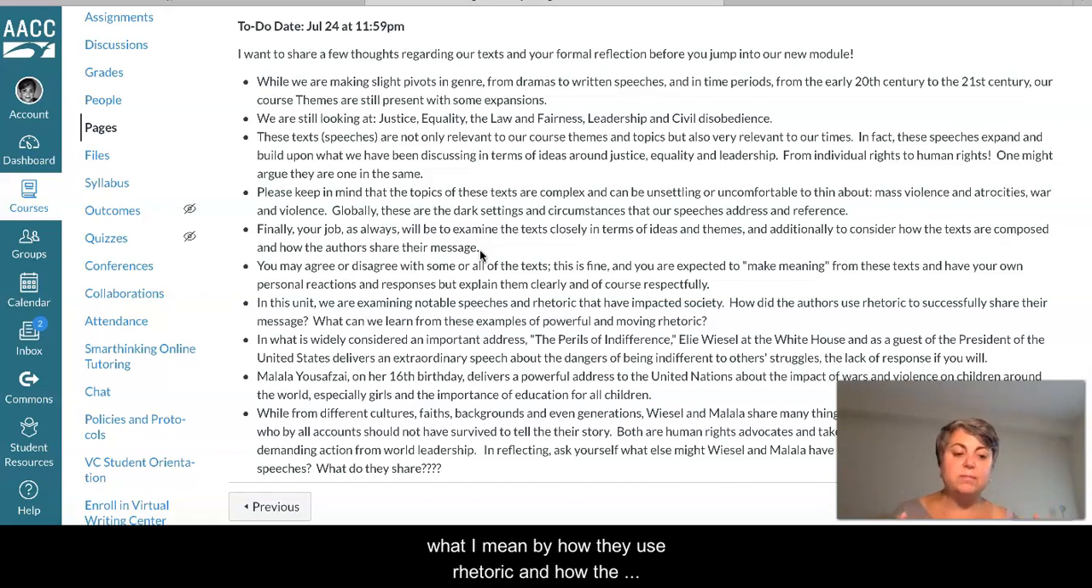So that's what I mean by how they use rhetoric and how these speeches are composed. Now, you might agree or disagree with some or all of the texts, and this is fine. You are expected to make meaning from these texts and have your own personal reactions and responses, but explain your personal reactions clearly and, of course, respectfully.